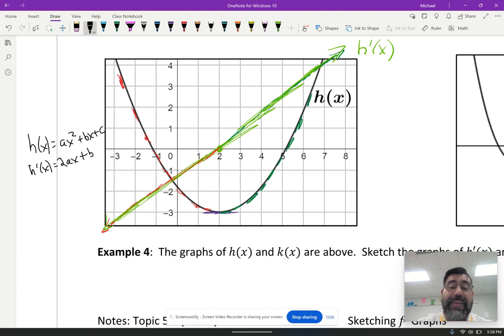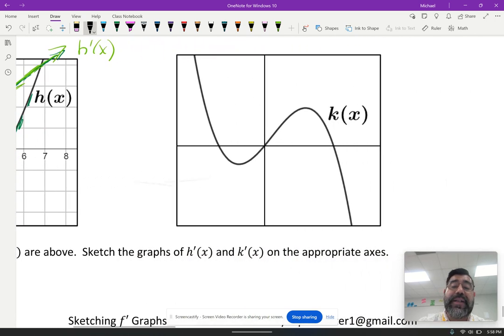So this was a parabola. That means it's an x to the second power. So if you take the derivative of that, you're going to get a linear function, and that's what this graph looks like. Okay, let's come to the next one.